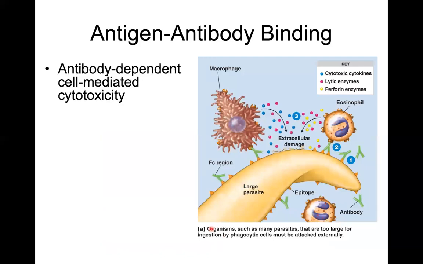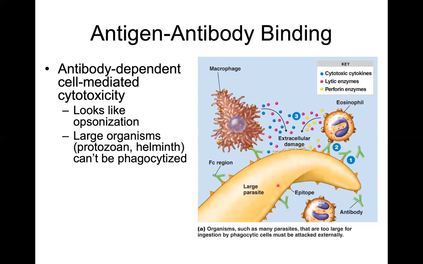The diagram that you're looking at on your right is referred to as antibody-dependent cell-mediated cytotoxicity. It looks very similar to opsonization, where here you have a large parasitic organism, and you can see that it's covered with antibodies, and the fact that it's covered with antibodies is an indication to your white blood cells that this object, whatever it is, needs to be eliminated.